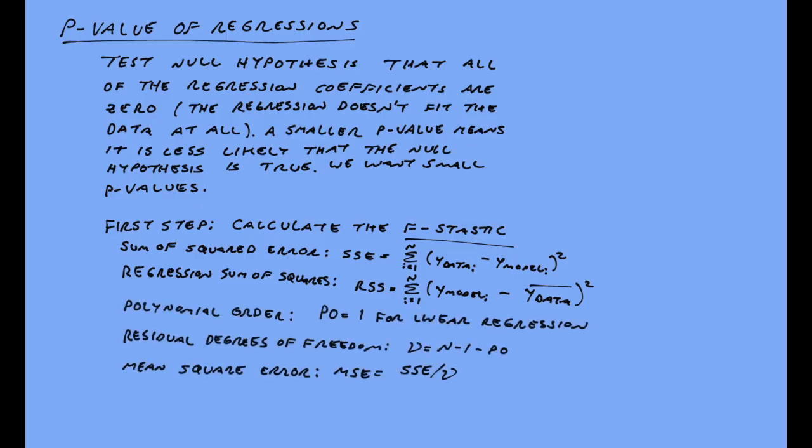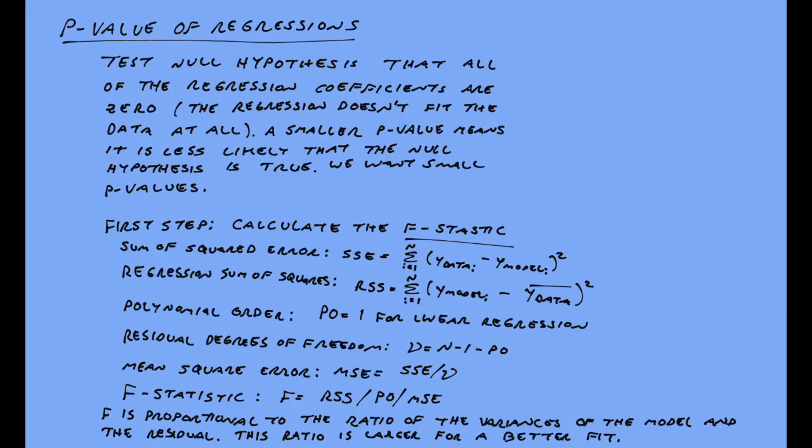We also need the polynomial order, PO. It equals 1 for linear regression. The residual degrees of freedom, nu, equals n minus 1 minus PO, where n is the total number of data points, and the mean square error, MSE, which is the sum of the square error divided by the residual degrees of freedom. That's SSE divided by nu.